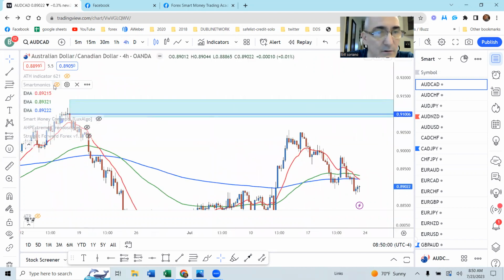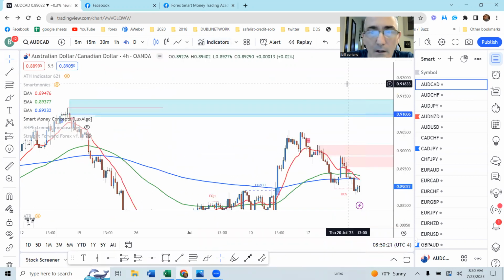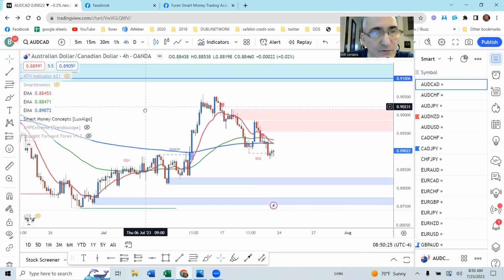Okay, so we're going to turn on our Smart Money Concepts indicator here. This is Smart Money Concepts Lux Algo. If you go to your indicators here, you can see I have mine right here highlighted, right? But if you don't, you can just search for that and it'll come up. So it's Smart Money Concepts Lux Algo. Okay, and we use this just to help us identify some areas of trade.